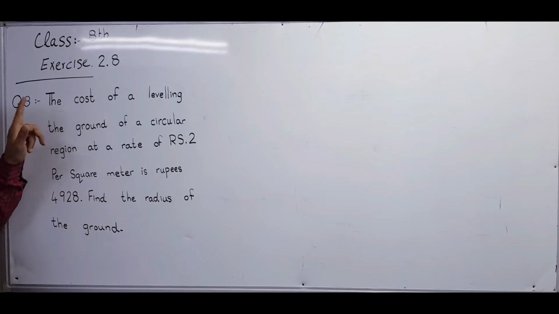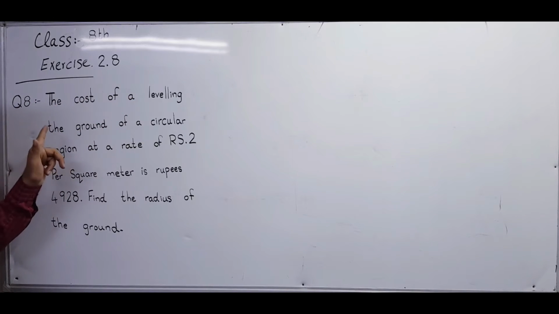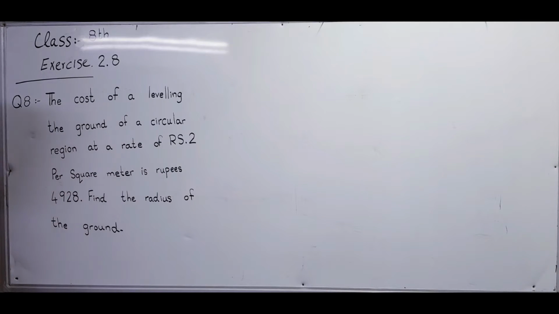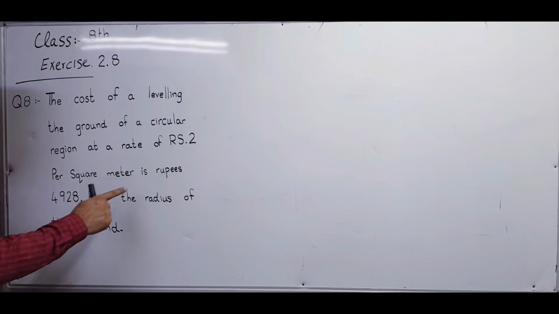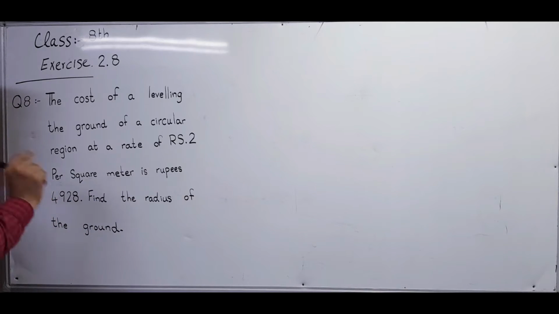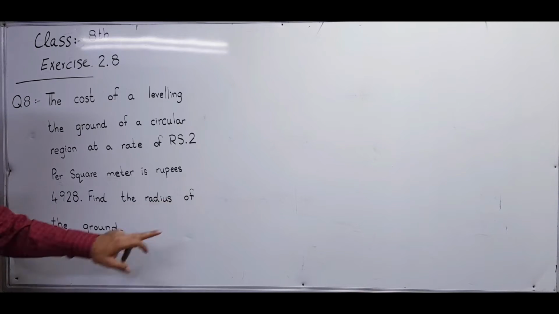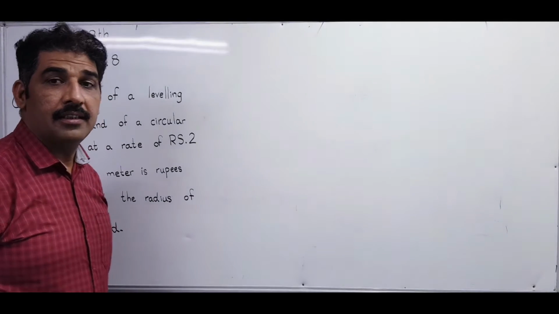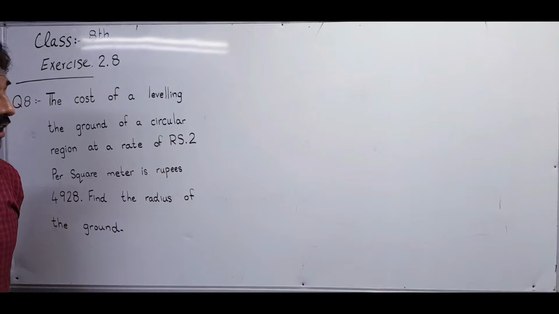The statement of the question: the cost of leveling the ground of the circular region at a rate of rupees 2 per square meter. So then what is the total price of that one? Of leveling that, 4928. Find the radius of the ground. But the question is that the area तो उसने दिया नहीं है, then how to find out its radius?